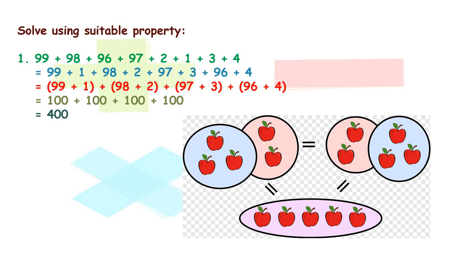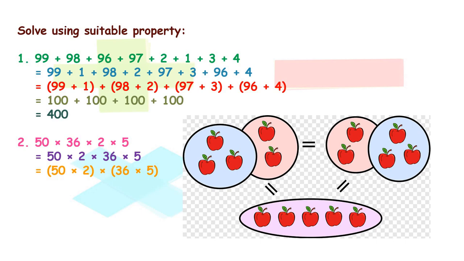Okay, next example. Now here we are using multiplication. In multiplication also we have to find an easy way to solve. We see here that 50 and 2 will give 100, right? So we put them together, 50 and 2 together and 36 and 5 together. Now we will use the associative property. So 50 and 2 get associated and 36 and 5 get associated.